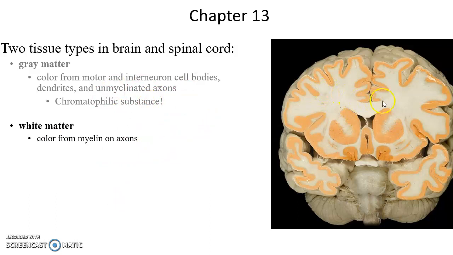And then in white matter, which is properly colored here, the white matter is caused by a high concentration of myelinated axons. So axons with myelination are whitish in color. When you have a lot of them together, you get white matter.